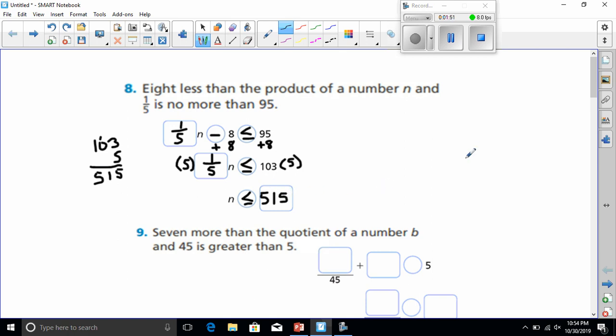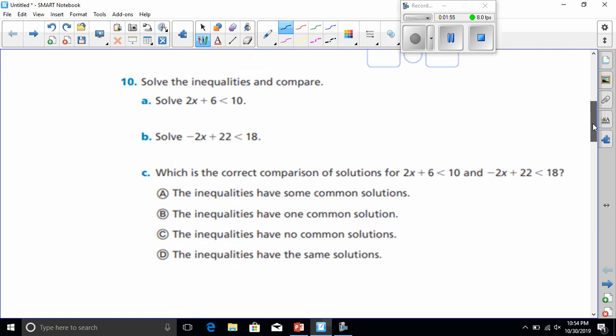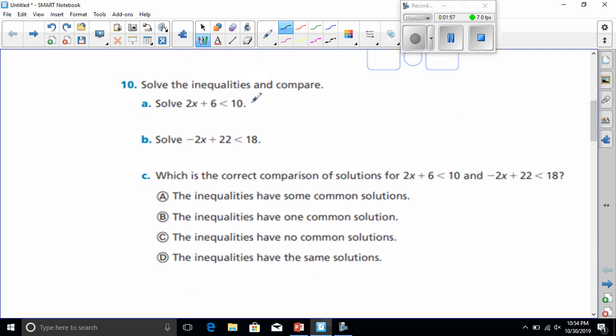All right, I leave number 9. Let's mosey on down to number 10. So solve the inequalities and compare. Well, the first one here has 2x plus 6 is less than 10. To do this, I would have to subtract 6 from both sides. Well, that's going to leave me with 2x is less than 4.